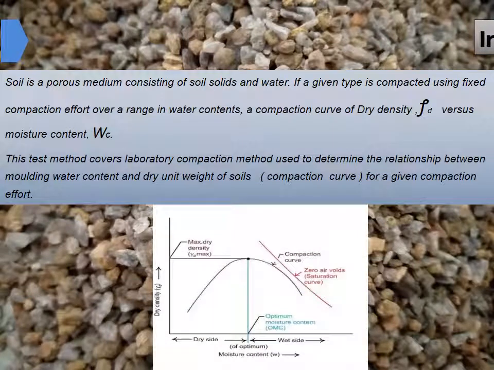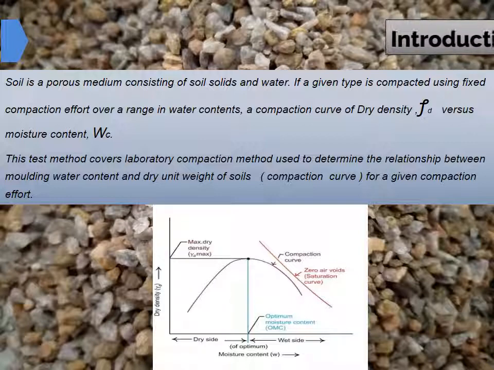In this tutorial we are going to look at the relationship between the dry density and the moisture content of soil. From a brief background, soil is a porous medium consisting of soil solids and water. If a given soil type is compacted using a fixed compaction effort over a range in water contents, a compaction curve of dry density versus moisture content is obtained.